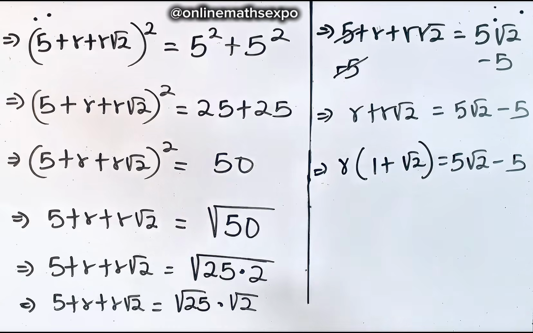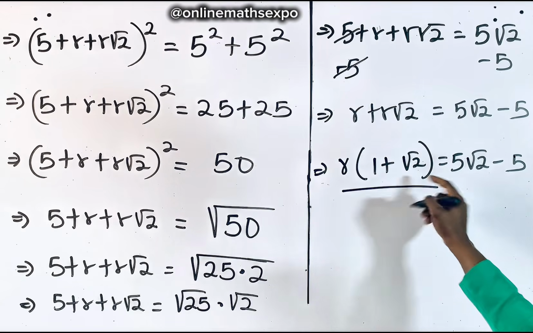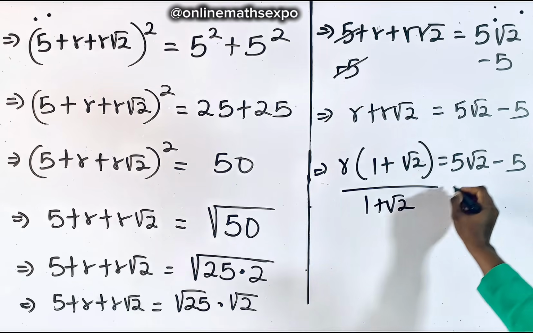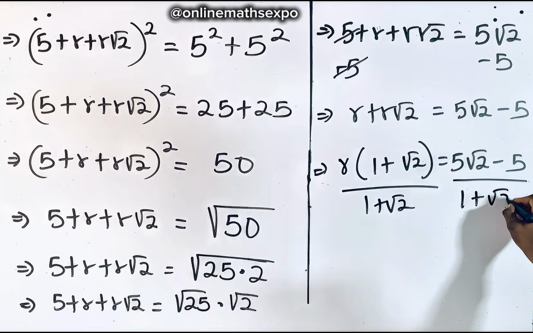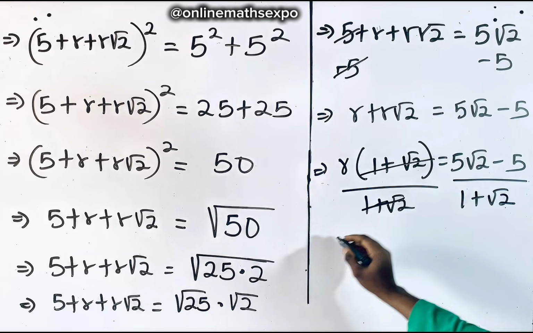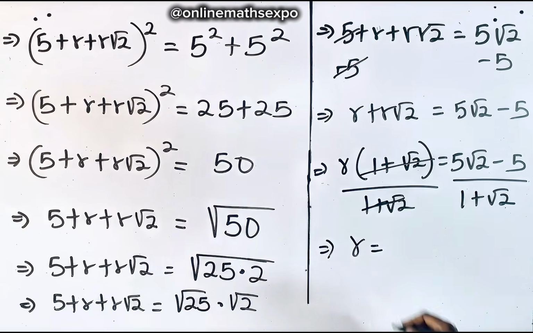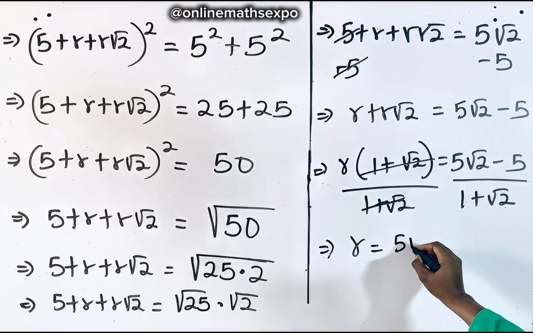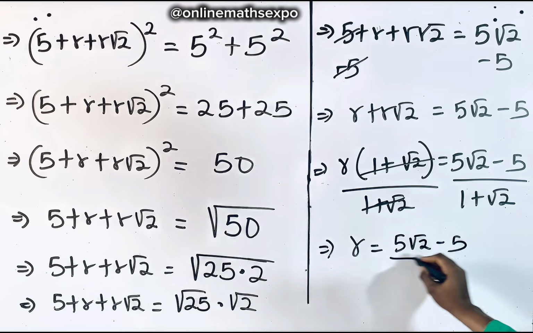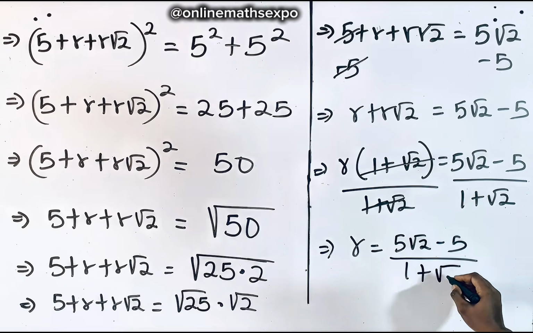And what do we want? We want to get r, so we divide by 1 plus root 2. Do it on both sides. So when you do that, this will take off, and we are left with r is equal to 5 root 2 minus 5 divided by 1 plus root 2. You can't leave it this way.